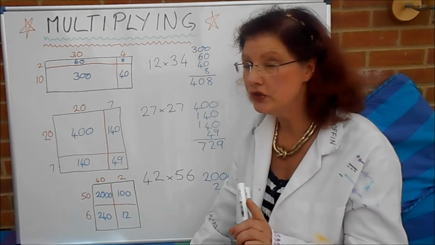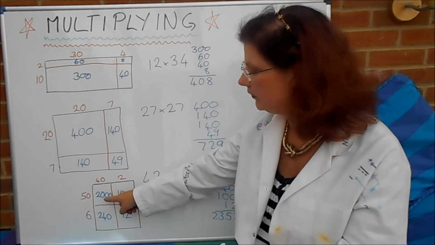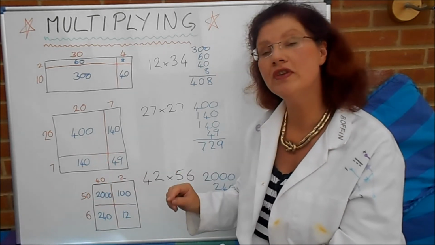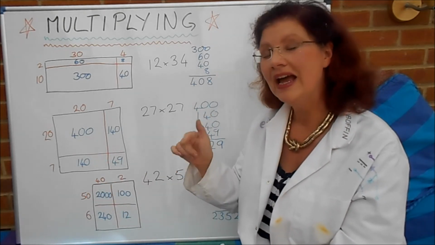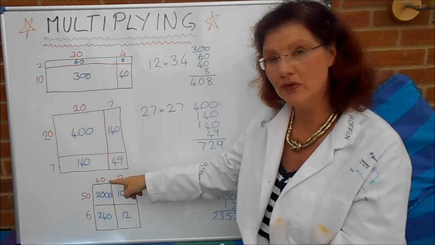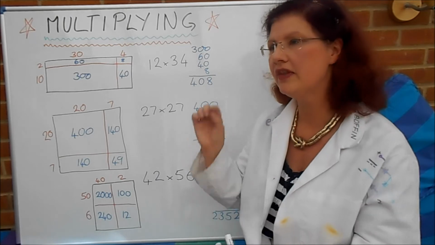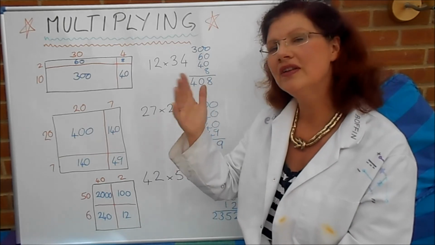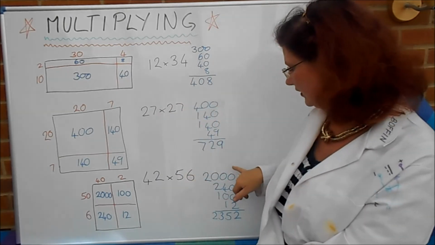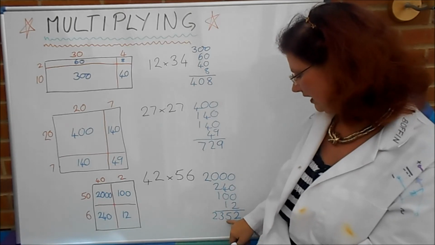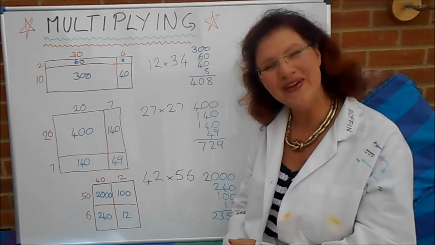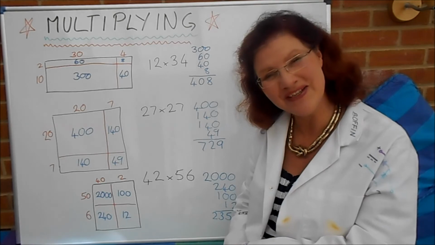2,000, not 200. So hopefully you got that, because 5 times 4 is 20, and then you need another 0 from the 40, and then you need another 0 from the 50. So altogether that's 2000. So when you add all that lot up, we get 2352. Hope you got all those, and I'll see you next time, Batty fans.